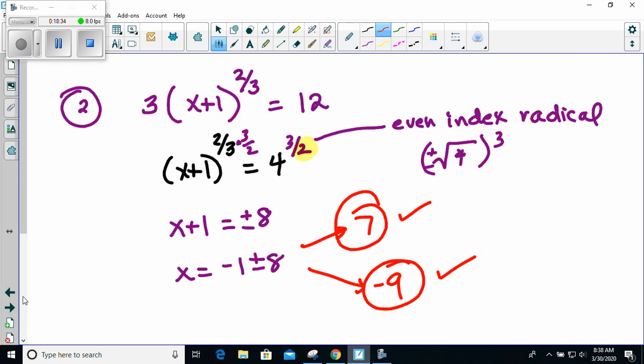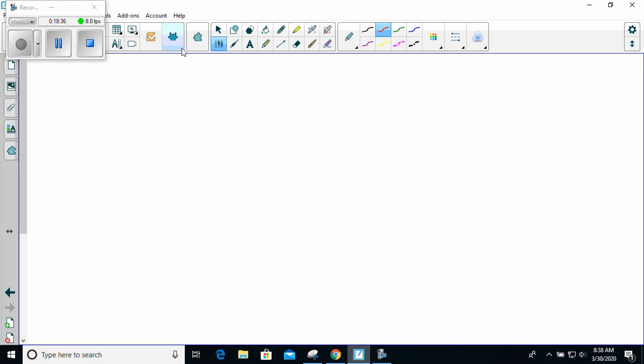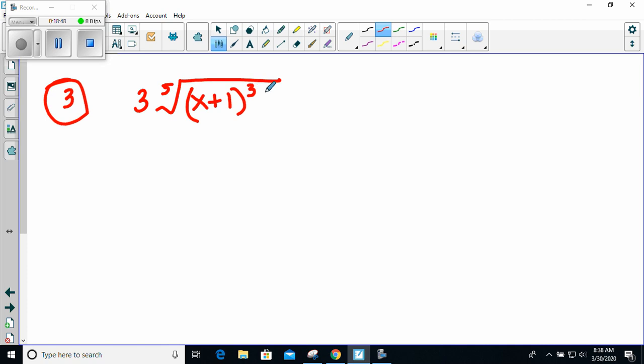So let's just drop one more on you real fast to make sure we're good to go. Number 3. We've got 3 fifth root of (x plus 1) cubed plus 1. That plus 1's outside the parentheses is equal to 25.